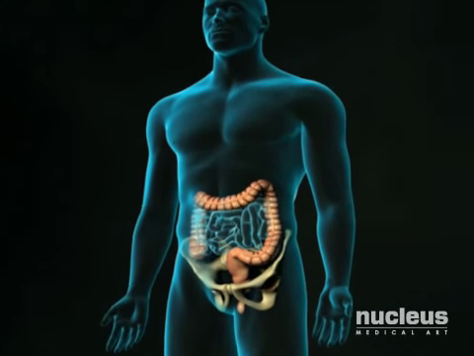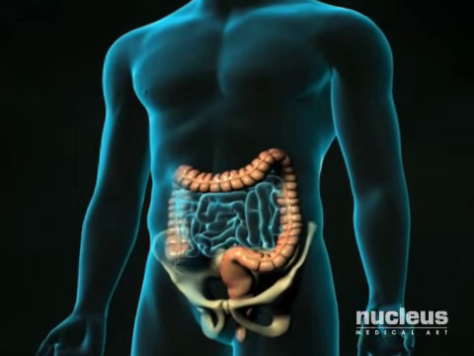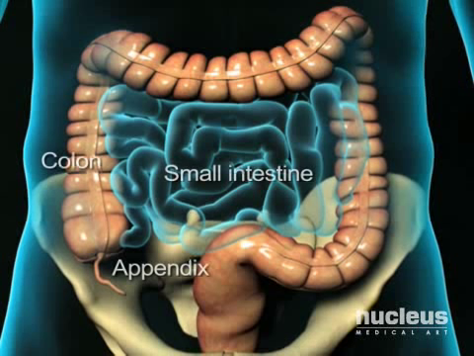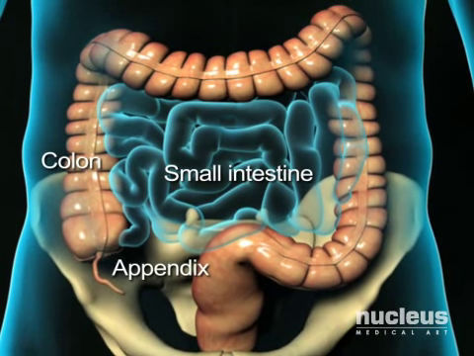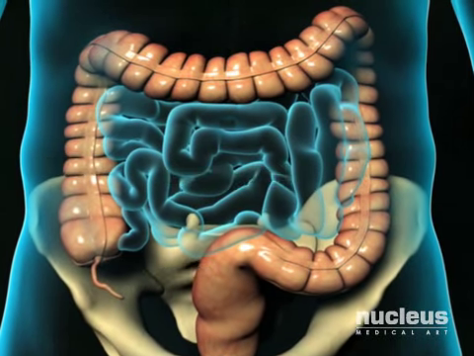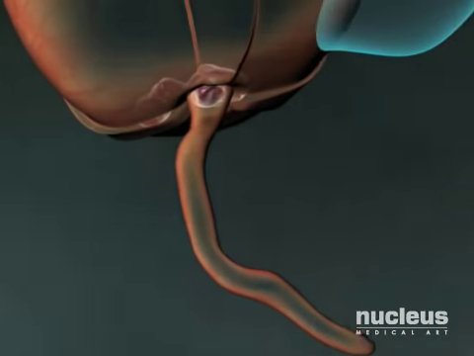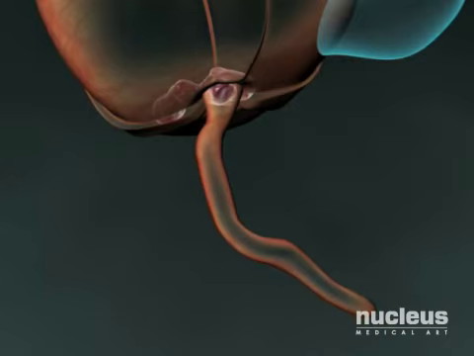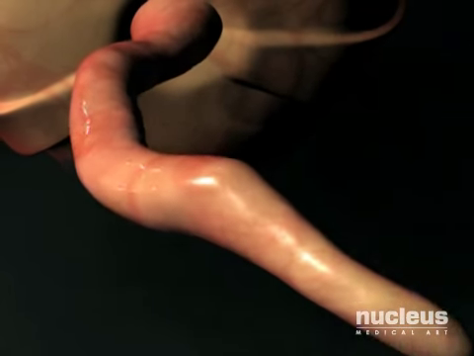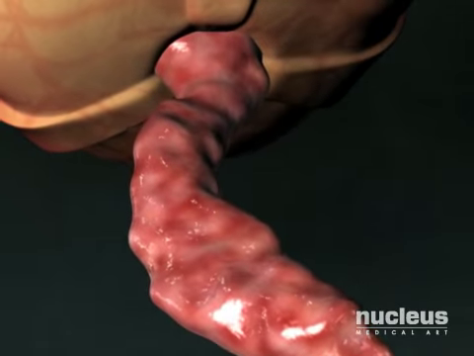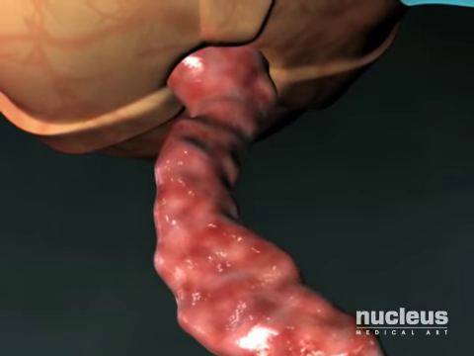Removal of the appendix, called appendectomy, is performed when appendicitis is suspected. Right lower abdominal pain, fever, and elevated white blood cell count are common symptoms and signs of appendicitis, which usually occurs when a blockage develops between the appendix and the intestine. This leads to infection, swelling, and distension. If the appendix is not removed, it can lead to a life-threatening perforation or rupture.